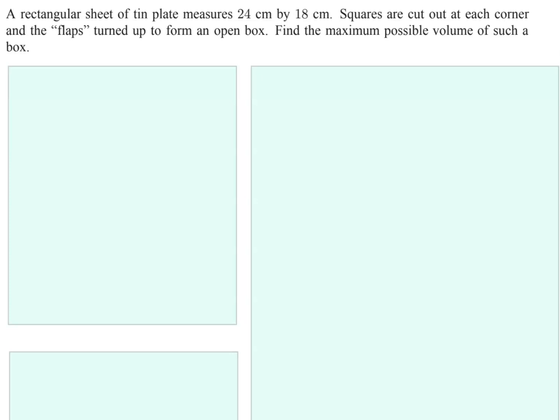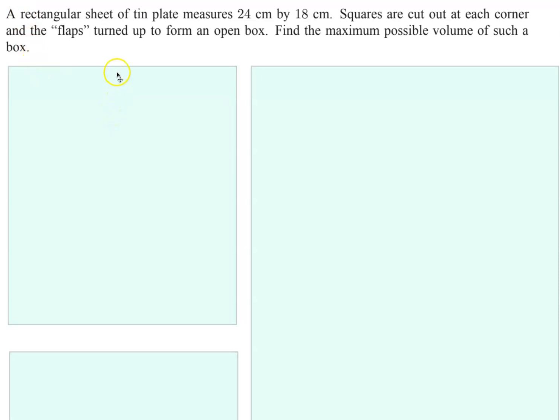Okay, here's what I'd like you to do first, is to stop the video and see if you can actually draw a diagram of what the sheet of tin looks like with the squares cut out of it. I'd also like you to add to that diagram any measurements that you know and any unknowns, any variables that you might have to add. Okay, so stop the video now and see how you go with that, and then restart.